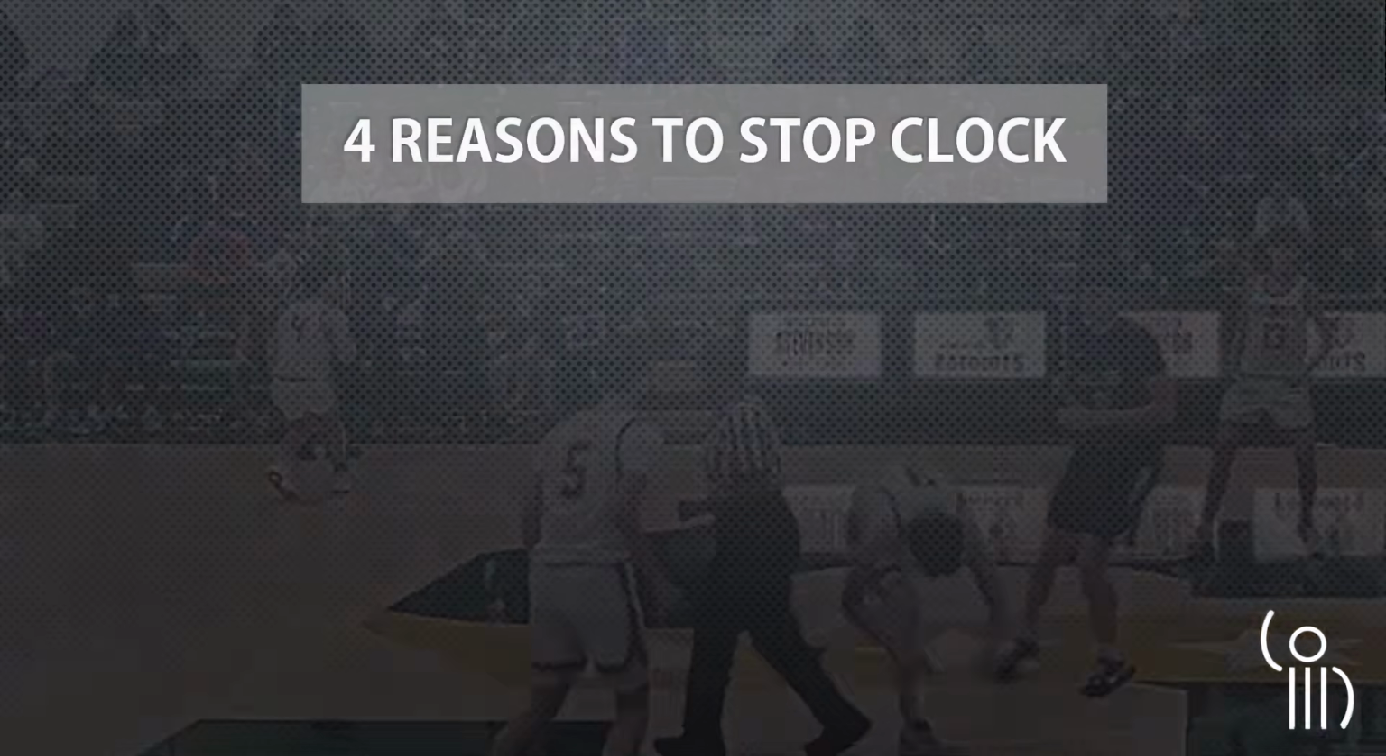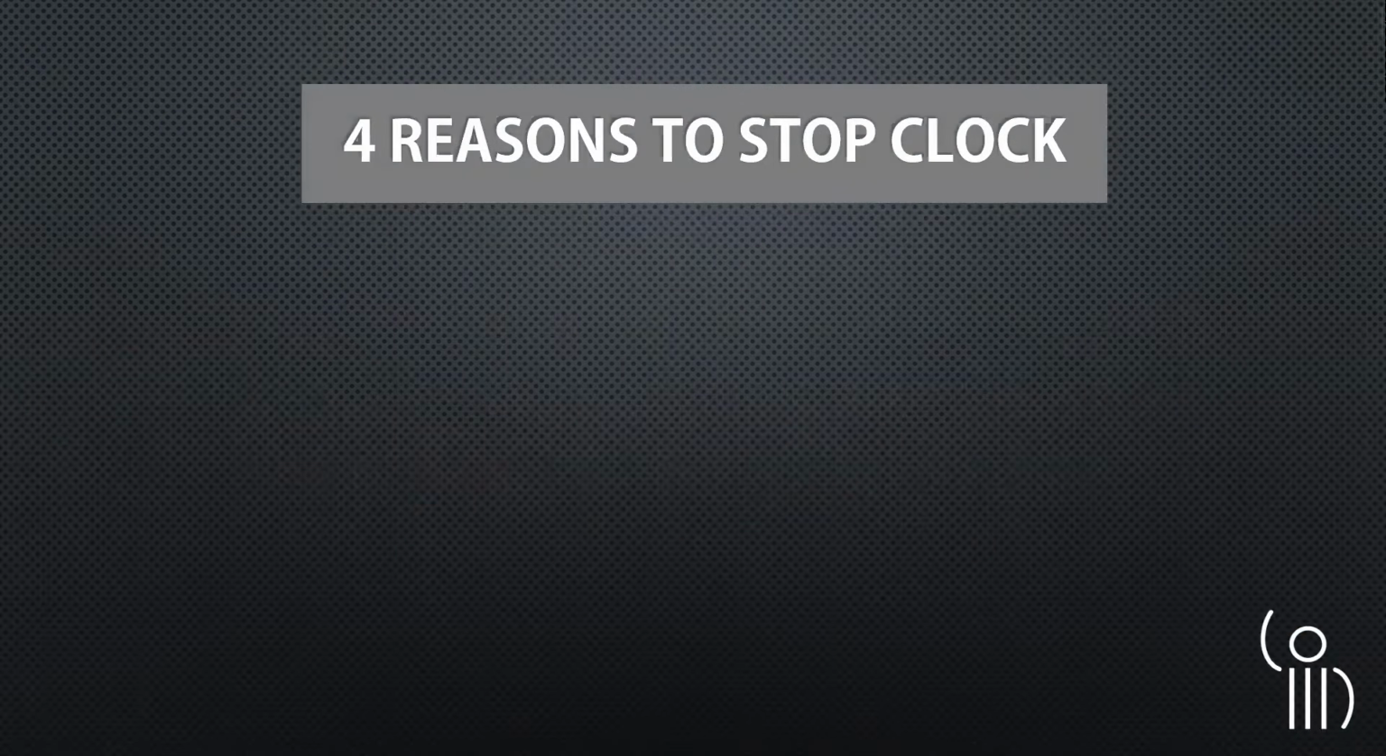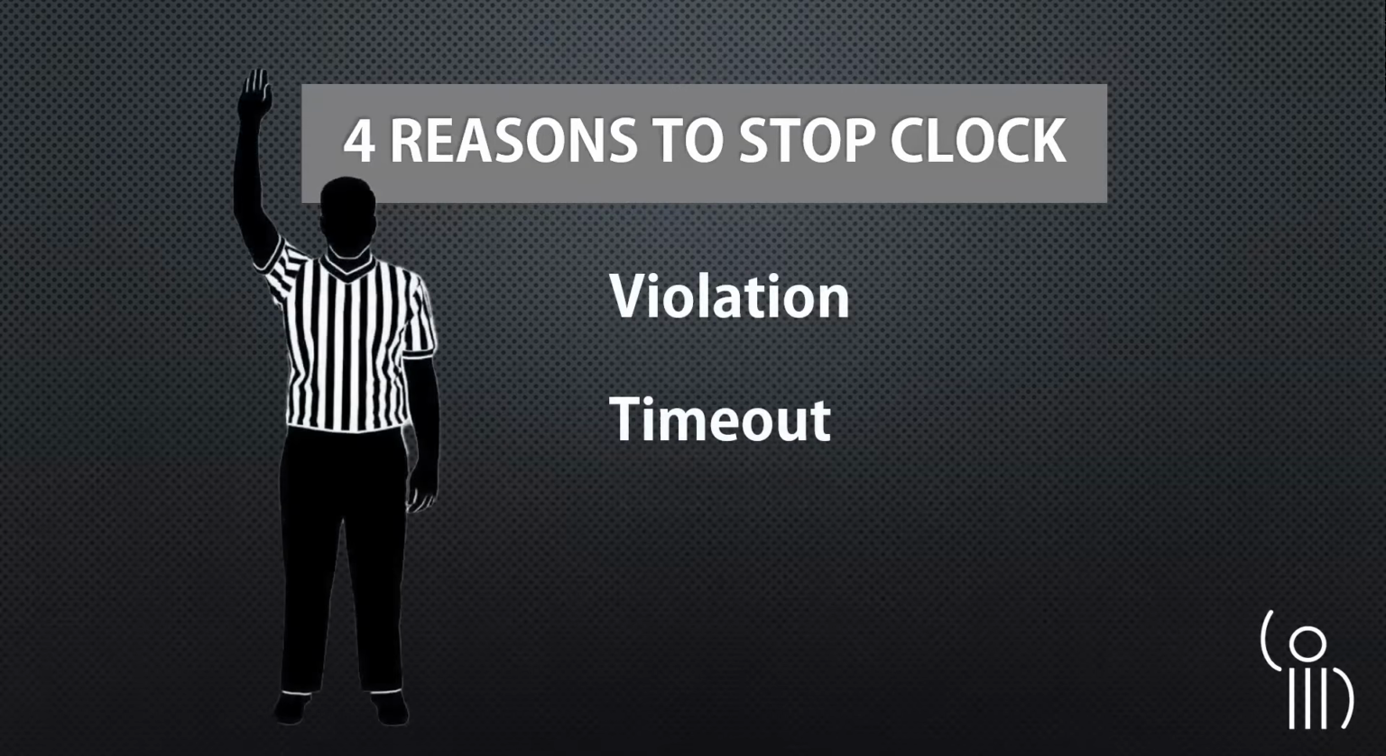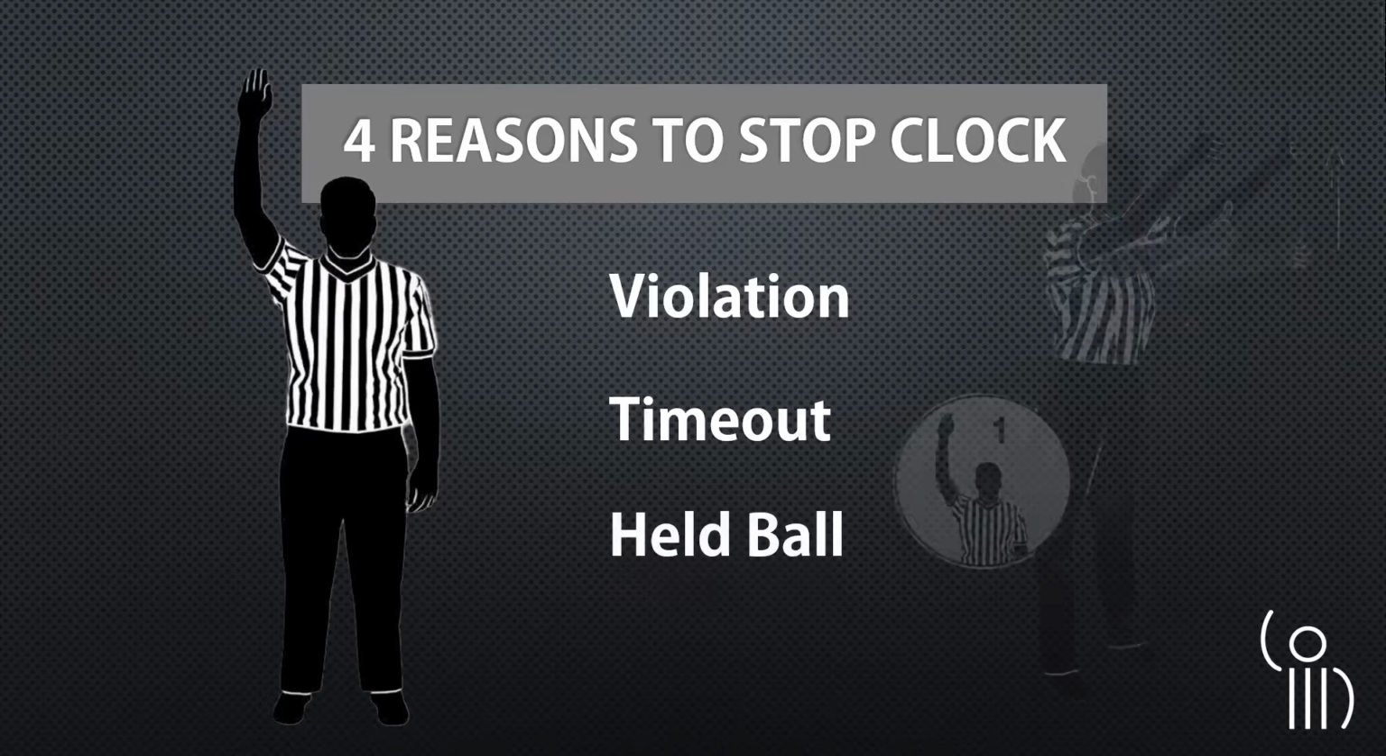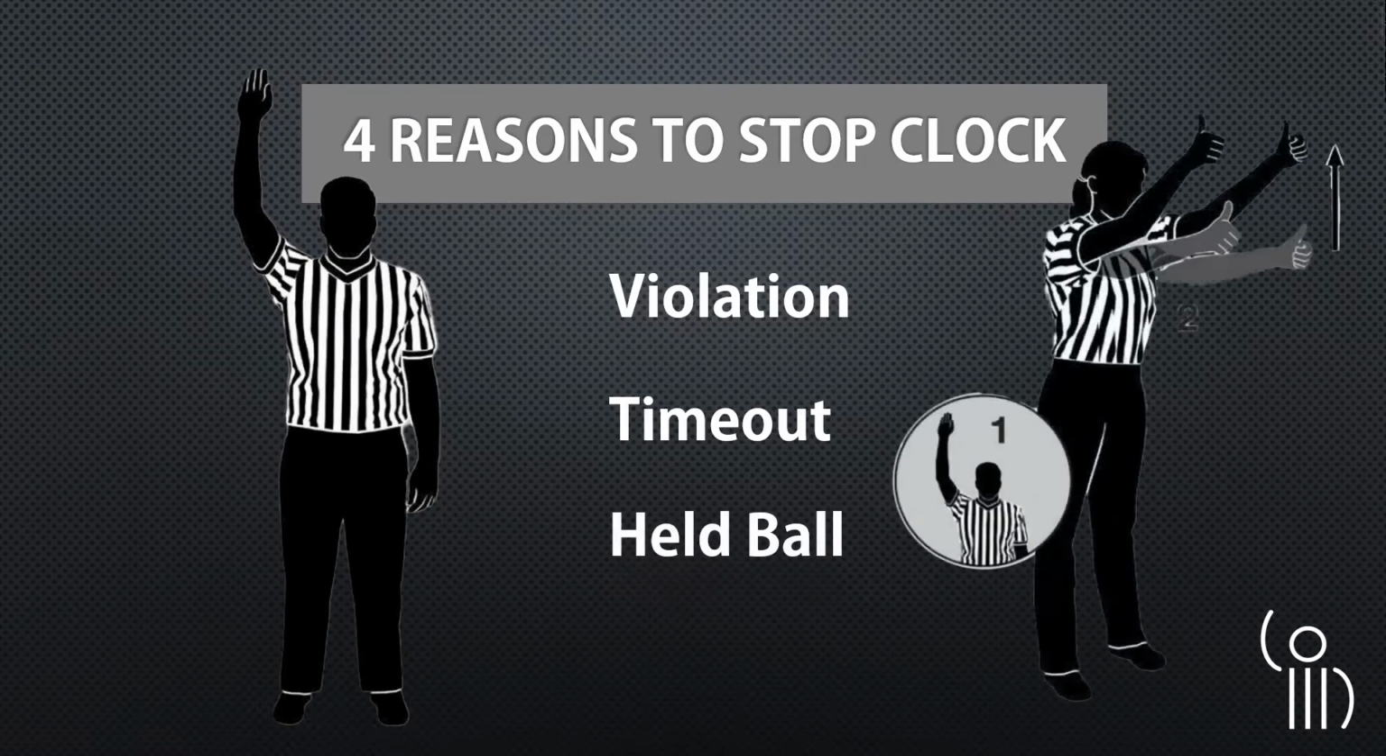All right, the next signal is stop the clock. There are four reasons. Again, the rules book tells us four reasons to stop the clock. Okay, and in a violation and a timeout, we stop the clock, as you can see in the little diagram, by putting our arm directly up in the air with an open palm. The next one would be held ball. We put our arm up for held ball, and then we give the signal, right?